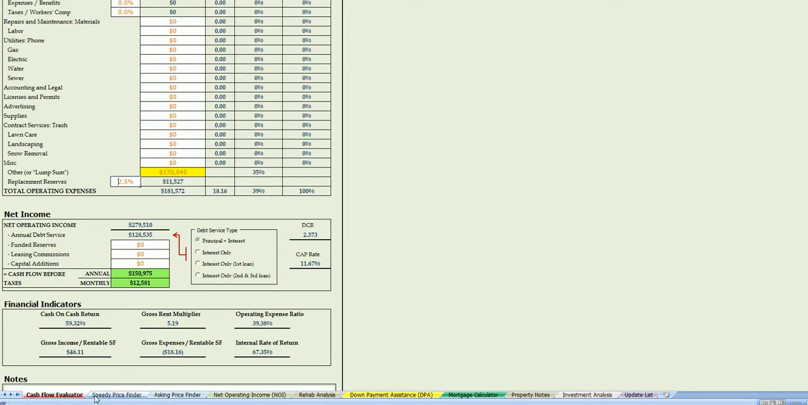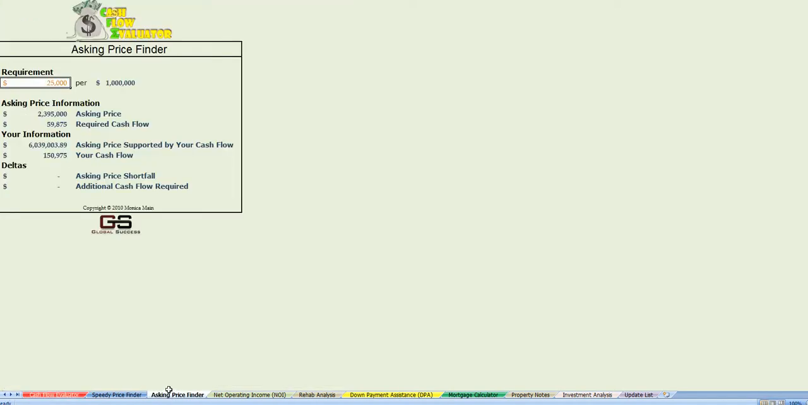Now we have the different tabs here. We have the asking price finder. I like to go $25,000 in cash flow. That's bottom line cash flow after all your expenses and debt service per $1 million in asking price. And so this is what this is based on. You can change it and go lower, but I don't recommend that. So here's your asking price, and then this is the asking price that's supported by the cash flow, which is very unusual. So I could probably see why they're giving you pro forma numbers on this property deal, because it's probably not anywhere near this in reality, okay?